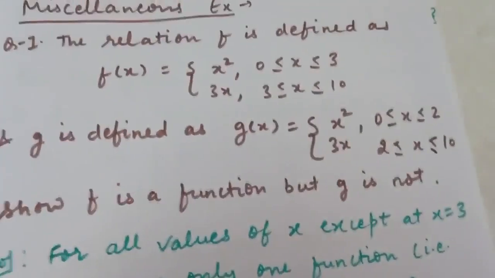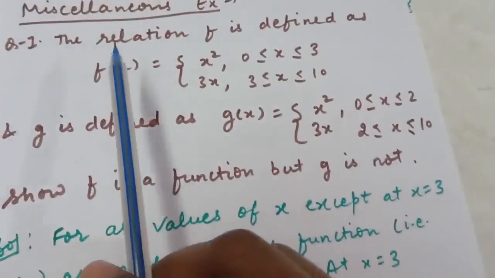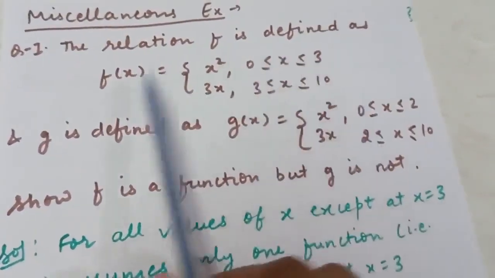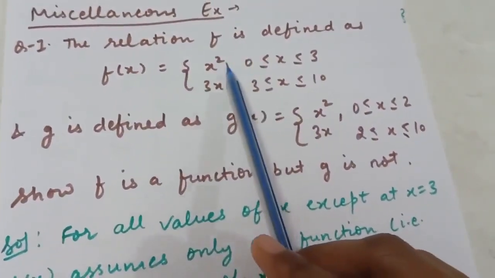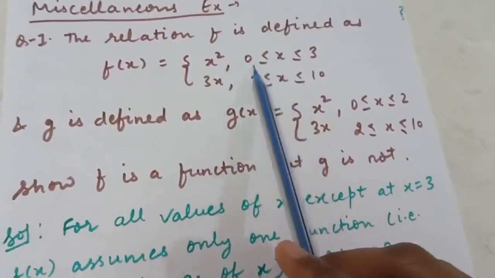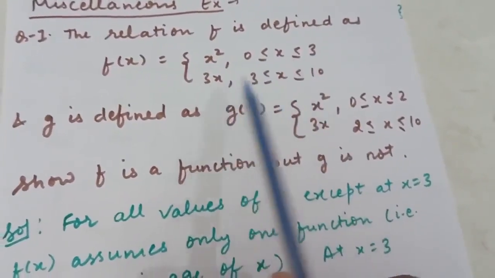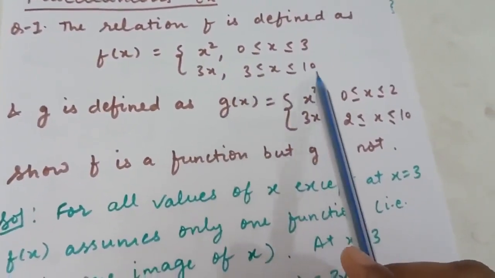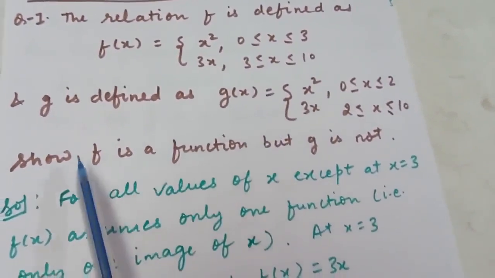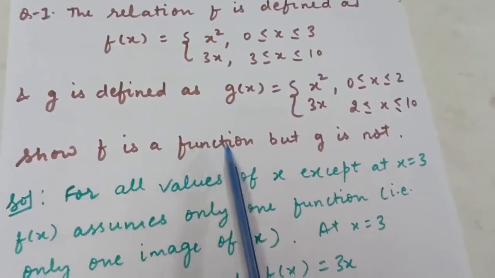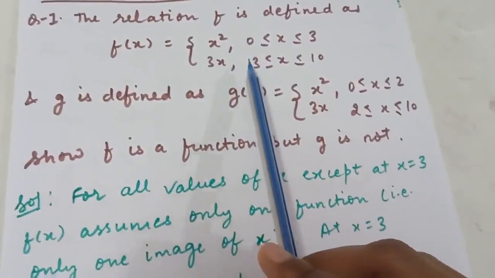The miscellaneous questions. So question number first, the relation f is defined as f(x) is x square when x is from 0 to 3 and 3x when x is from 3 to 10. And similarly g(x) is defined. First we have to show f is a function. So we will show that this f(x) is a function.